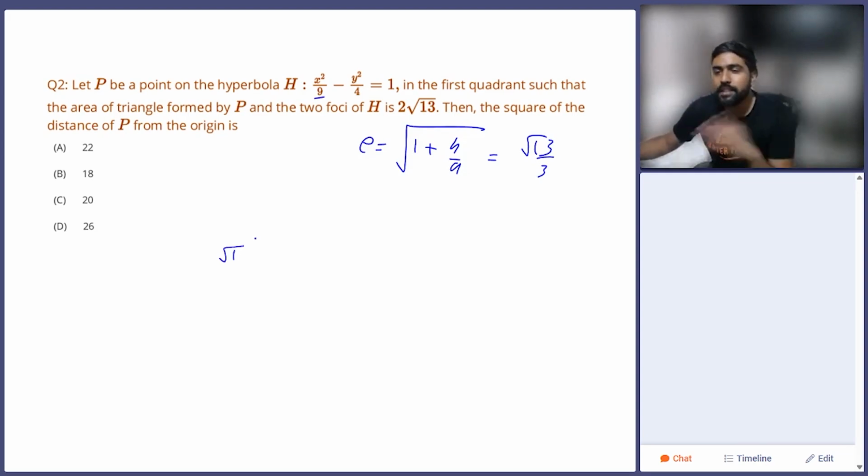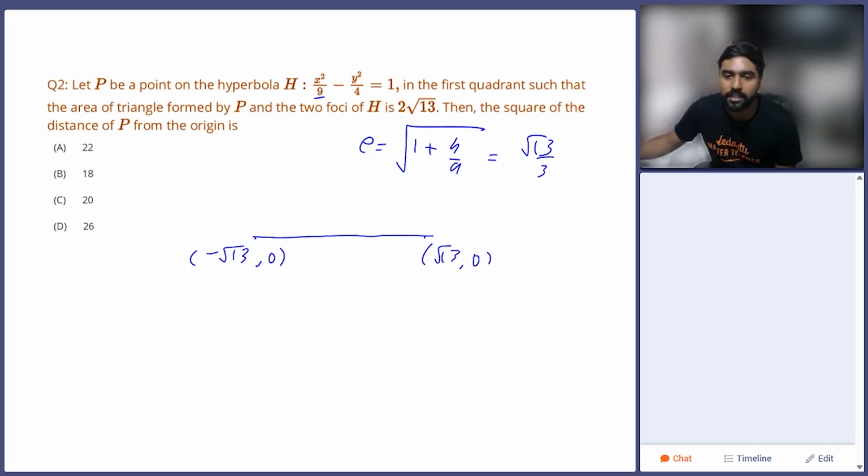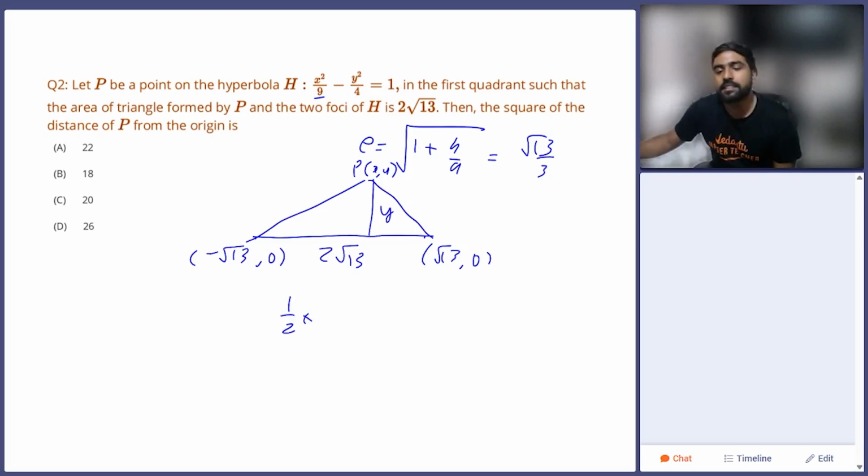And what are your foci? Therefore the foci will be 3 into, so that's minus root 13 comma 0, and you have root 13 comma 0 over here. So distance between the foci is 2 root 13, and let me assume that the point P is somewhere over here, and whatever its coordinates are, let's assume that to be x comma y. This distance is y, so area of this triangle I can say is nothing but half into base, which is 2 root 13, into height, which is y.